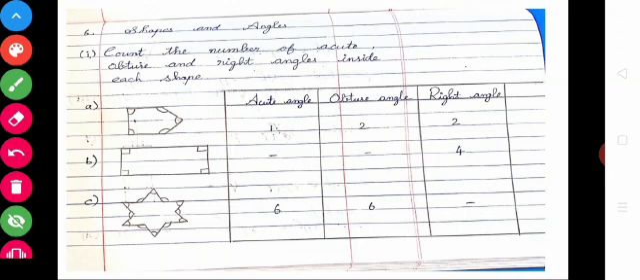See the next one. How many acute angles? 1, 2, 3, 4, 5, 6. So write 6. And then how many obtuse angles? 1, 2, 3, 4, 5, 6. 6 obtuse angles. And then right angles? None, so write 0.